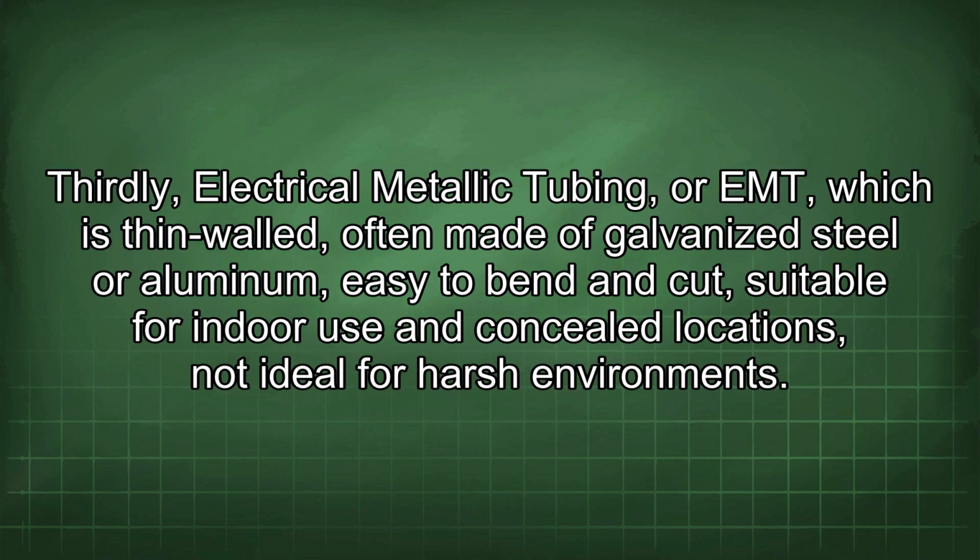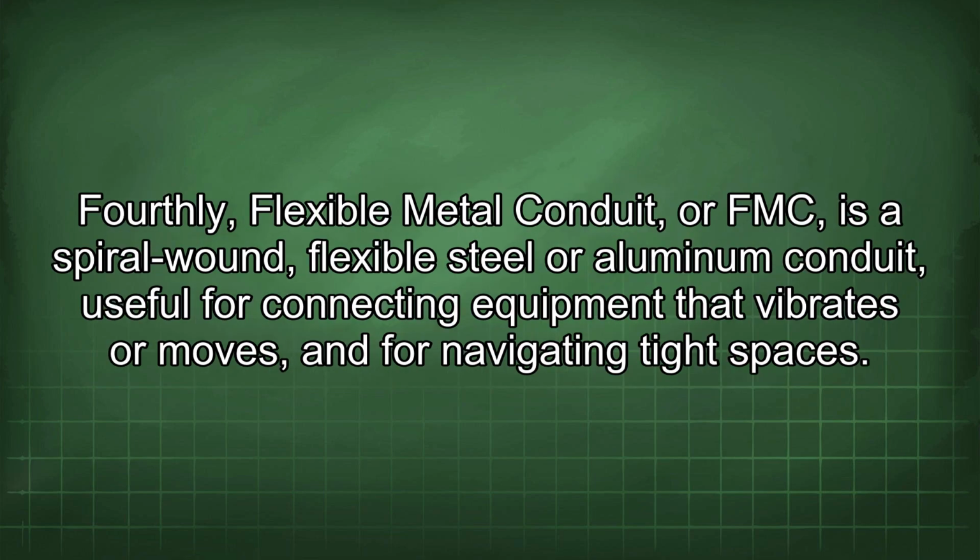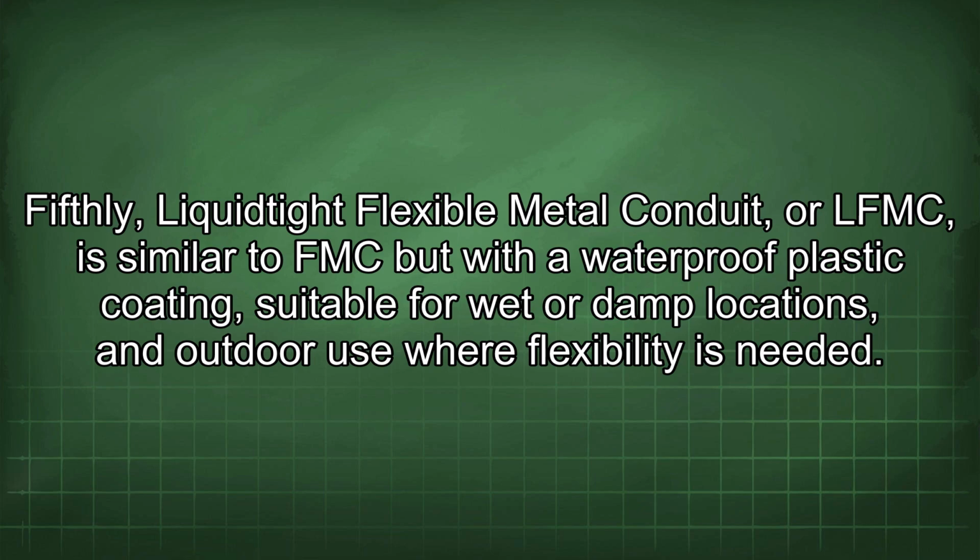Thirdly, electrical metallic tubing, or EMT, is thin-walled, often made of galvanized steel or aluminum, easy to bend and cut, suitable for indoor use and concealed locations, not ideal for harsh environments. Fourthly, flexible metal conduit, or FMC, is a spiral wound, flexible steel or aluminum conduit, useful for connecting equipment that vibrates or moves, and for navigating tight spaces. Fifthly, liquid-tight flexible metal conduit, or LFMC, is similar to FMC but with a waterproof plastic coating, suitable for wet or damp locations and outdoor use where flexibility is needed.